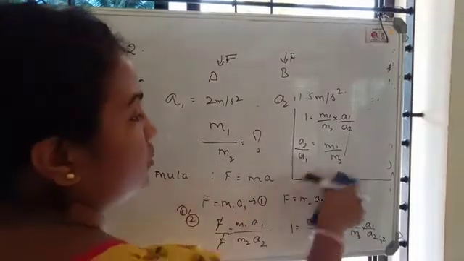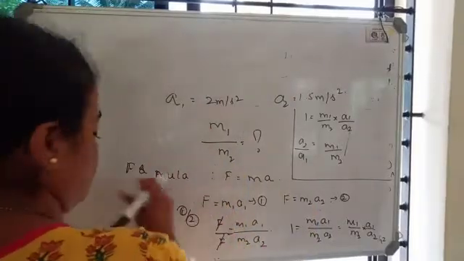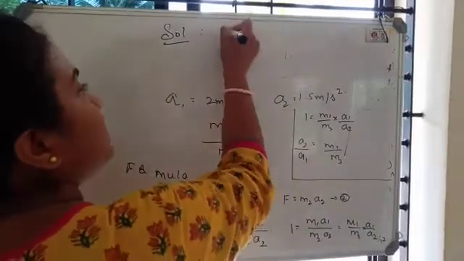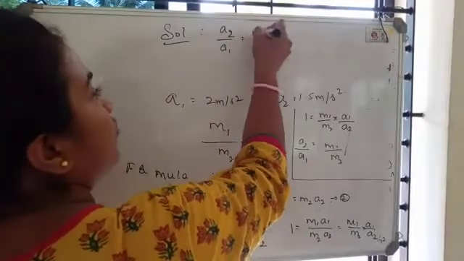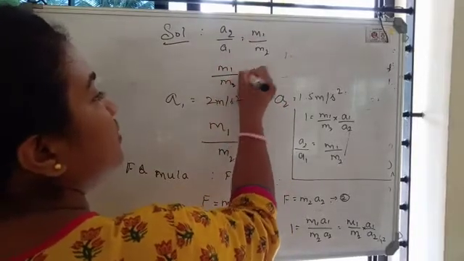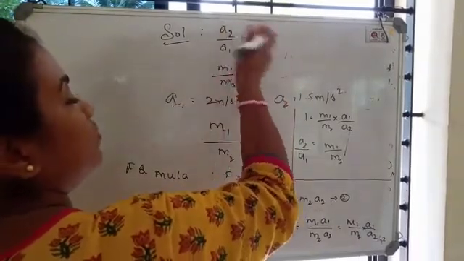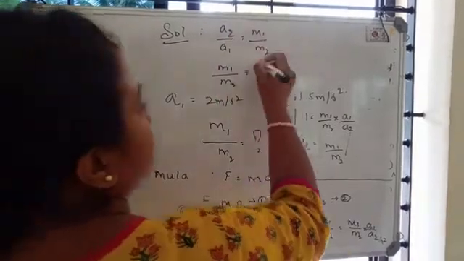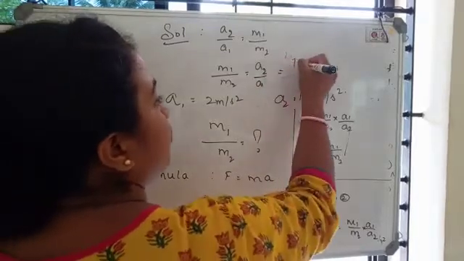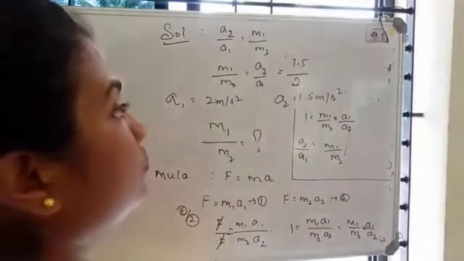So next is the solution section. In the formula section, you got the formula to find the ratio of m1 and m2. The next part is the solution section, where you use the formula you just got. The formula is a2 by a1 is equal to m1 by m2, or m1 by m2 is equal to a2 by a1. You can do it like that also. In the next line I am changing the positions. I will write m1 by m2 on the left hand side and a2 by a1 on the right hand side. Is equal to, what is the value of a2? That is 1.5. What is the value of a1? That is 2. Solve. You have to do 1.5 divided by 2.